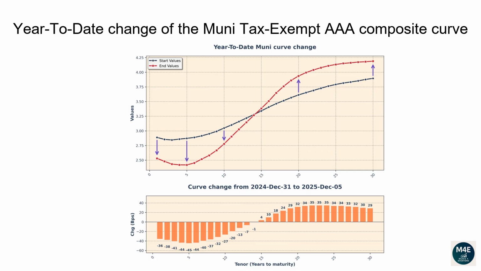The 1-year tenor changed -36 basis points. The 2-year tenor changed -38 basis points. The 5-year tenor changed -45 basis points. The 10-year tenor changed -27 basis points. The 20-year tenor changed 32 basis points. The 30-year tenor changed 29 basis points.